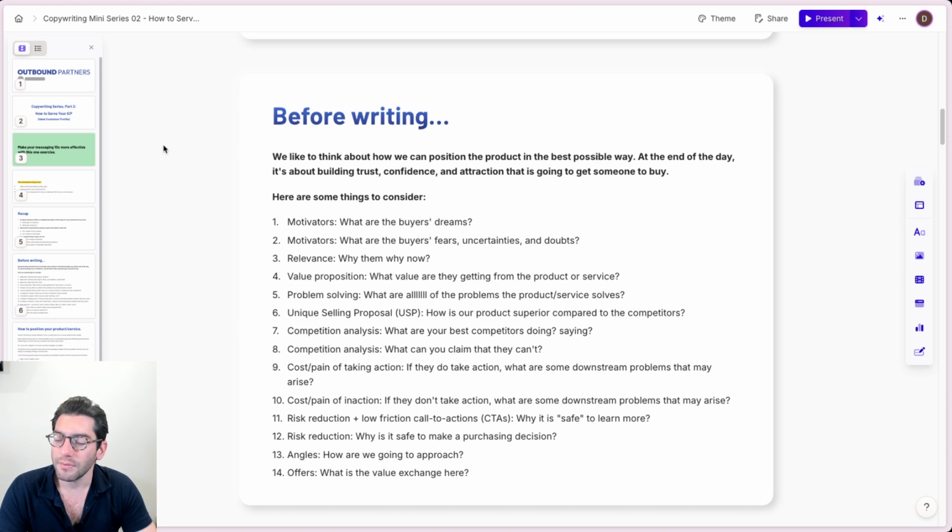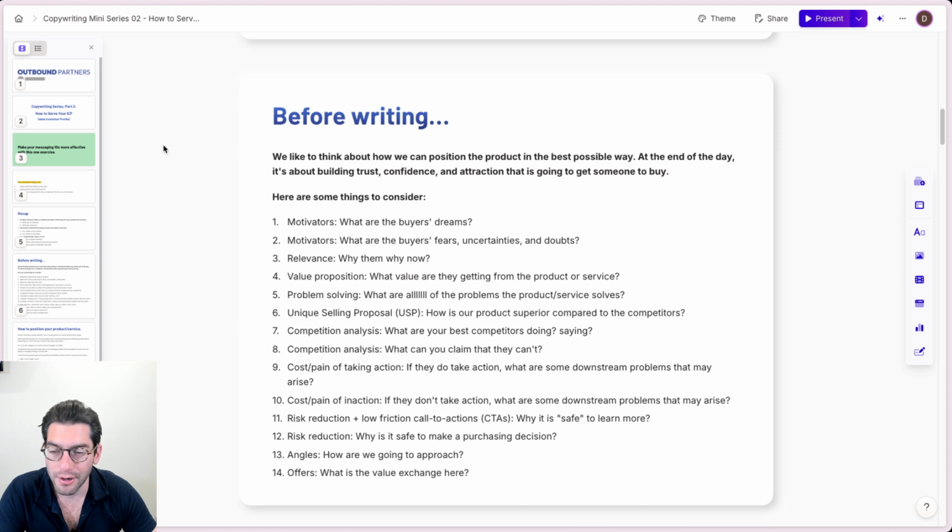Okay. So there are a couple different aspects. So the motivators: what are the buyer's dreams? What are the buyer's fears, uncertainties, and doubts? Relevance: why them? Why now? Why would they want this thing right now? Why is it relevant to them? What is the value proposition? So what value would they get from your products or services? What are all of the problems that your products and services solve?